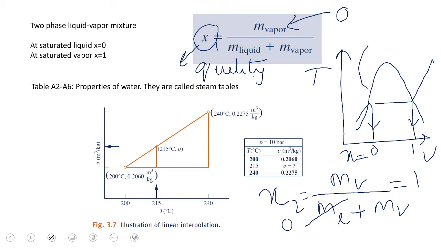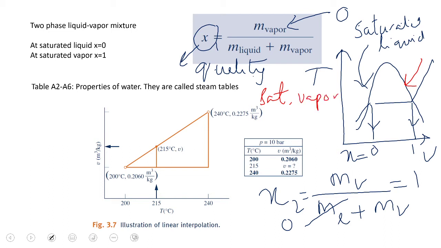This line over here is called saturated liquid. Saturated liquid means that it is 100% liquid. This line here is called saturated vapor, which means that it is 100% vapor.